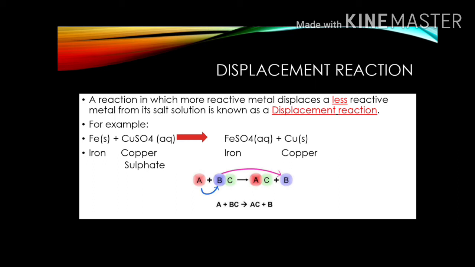Or if you want to see, like here, A plus BC. So who is going to react? A and C will react together. So what will be formed? AC, and B is the other product.